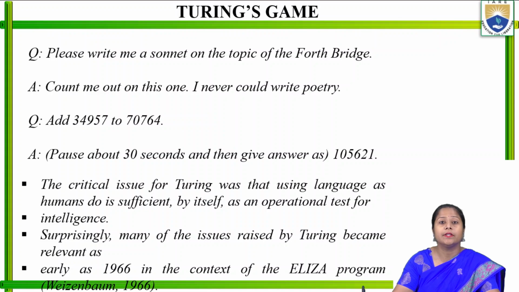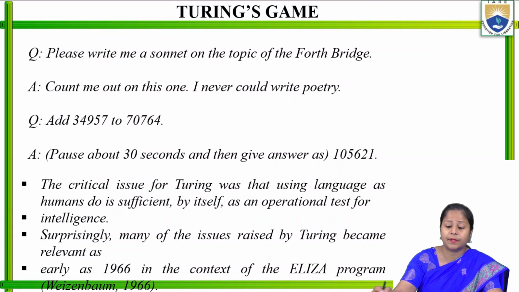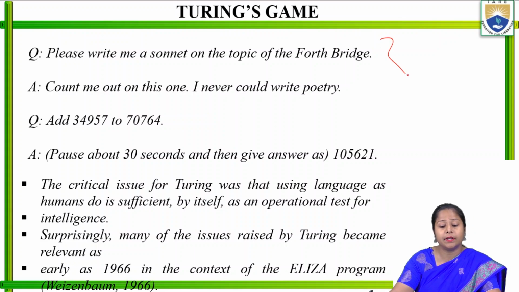Okay, so what were the different questions put to the machine? The question was: please write me a sonnet on the topic of the Forth Bridge. The answer the machine gave was: count me out on this one, I never could write poetry. These answers were kept with the machine learning models, and the machine was using those.